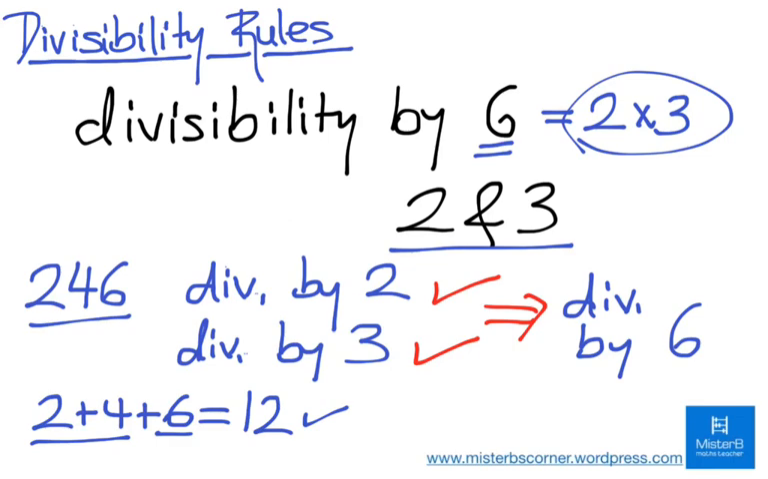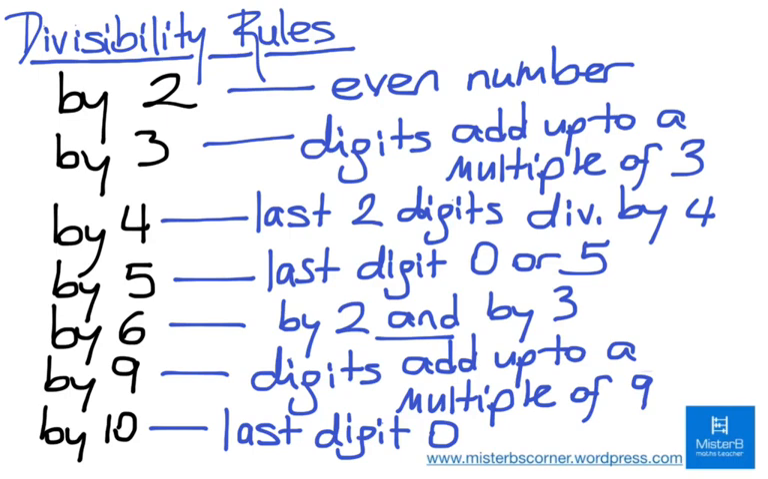You can find a rule for 12, which is 3 times 4. You can find a rule for 15, which is 3 times 5, and so on. Altogether, the list of rules is here.